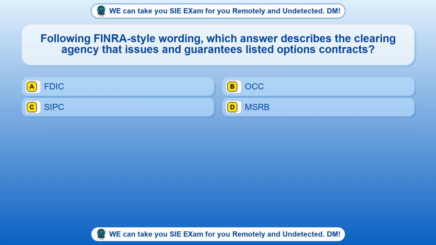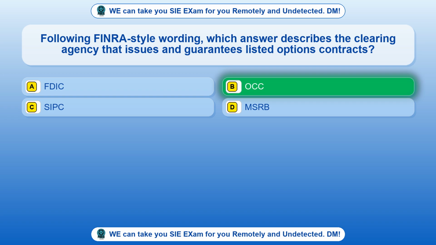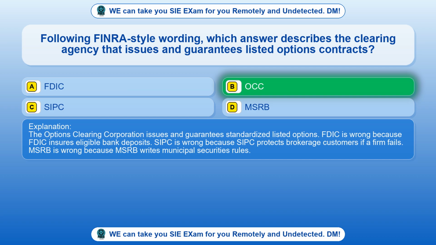Question 90. Following FINRA-style wording, which answer describes the clearing agency that issues and guarantees listed options contracts? Option A, FDIC. Option B, OCC. Option C, SIPC. Option D, MSRB. The correct answer is option B, OCC. The Options Clearing Corporation issues and guarantees standardized listed options.